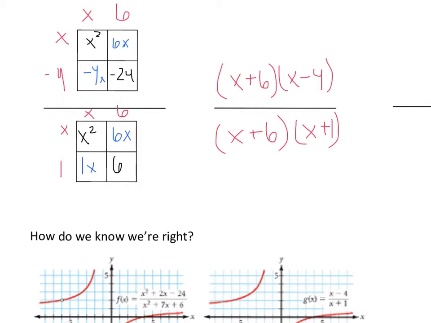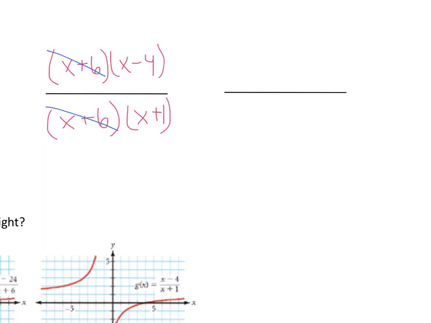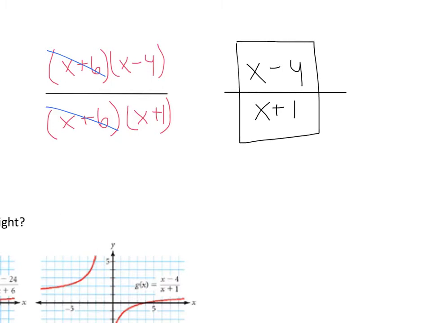And now if we have common factors, which we do, we can cancel them. So the x plus 6 and the x plus 6 are common, so we can cancel them, leaving x minus 4 over x plus 1. And you cannot simplify any further than that, so this is your final expression.